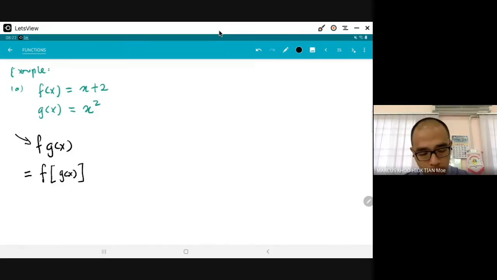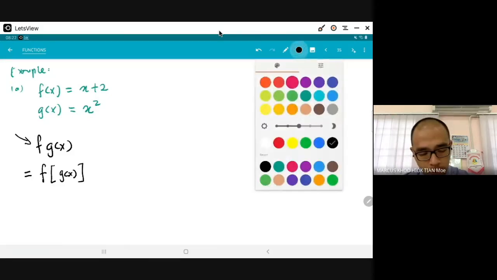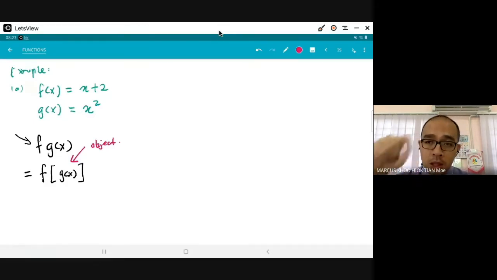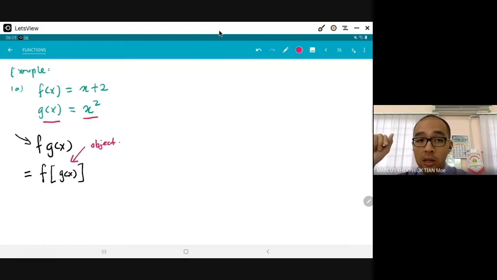Okay, then I know that this is my object. So dia punya urutan sangat penting. Be very careful with this. Dia punya urutan sangat penting. So, once you know that g(x) is the object, let's put g(x) inside the object. So what is g(x)? g(x) is x squared.